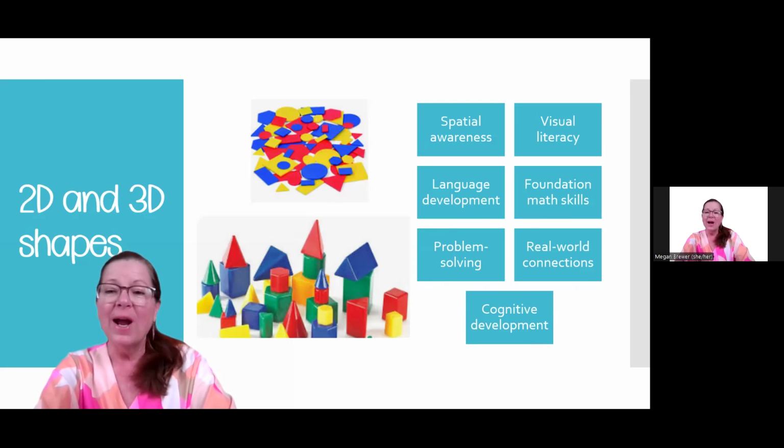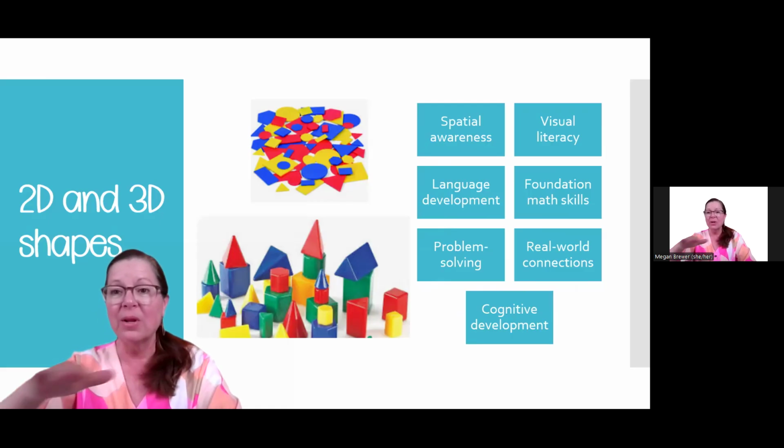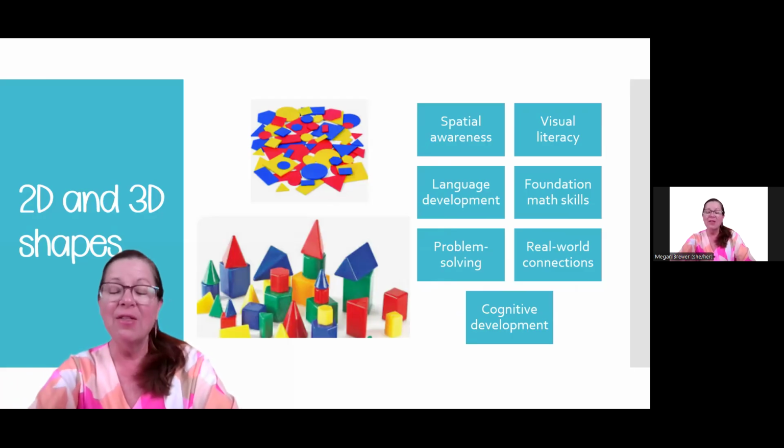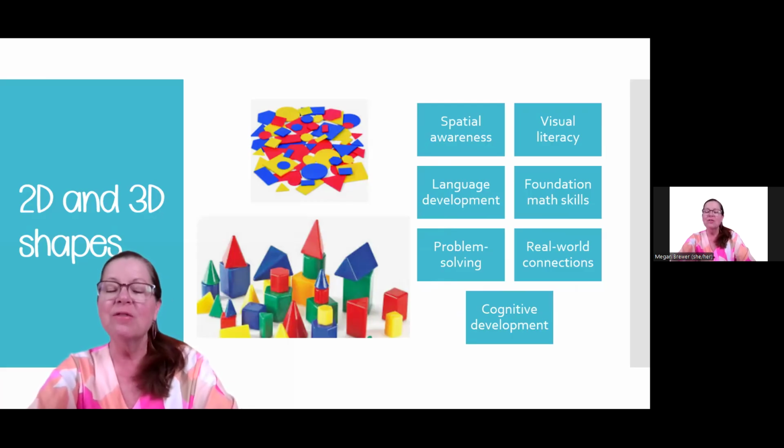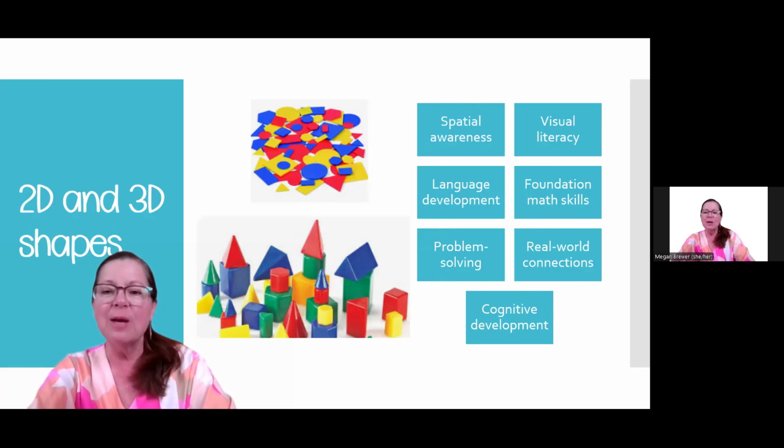Spatial awareness. Recognizing and distinguishing between shapes, especially 2D or plain flat shapes, and 3D, three-dimensional solid shapes, helps children develop spatial reasoning, which is the ability to understand and interact with the space around them. Visual literacy. Learning about shapes improves visual perception and the ability to interpret visual information, which is crucial for early childhood development and later academic success.